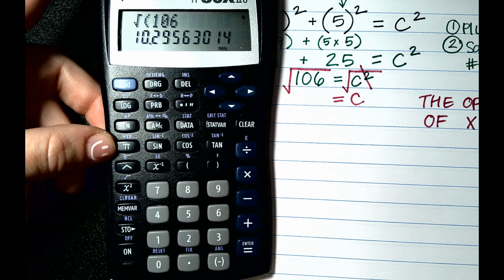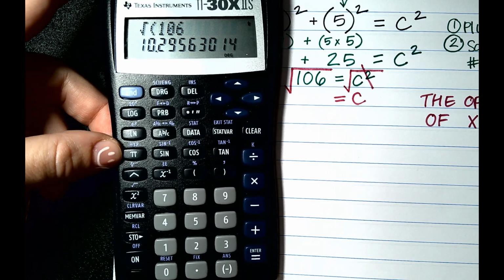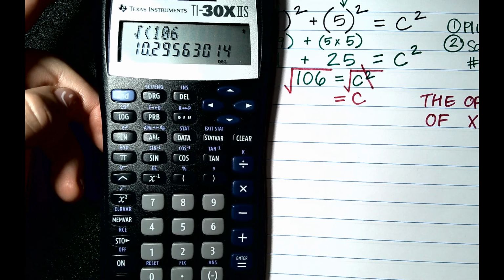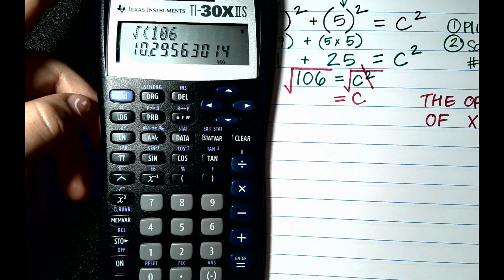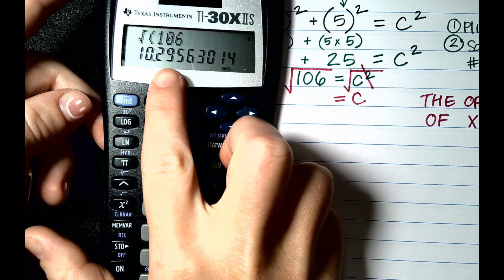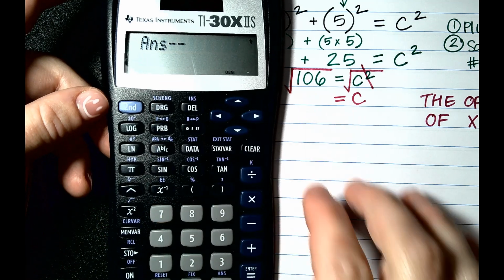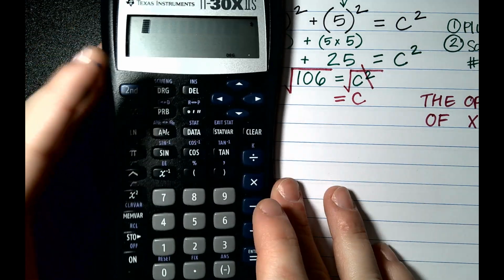And we get 10.2956301, and I'm sure it goes on and on. So it'd be 10.29 if we go with two decimal places. Oh my goodness, it'd actually be 10.30. Yes, it would be.